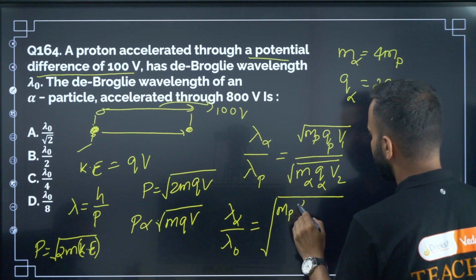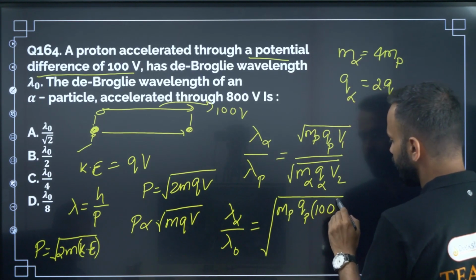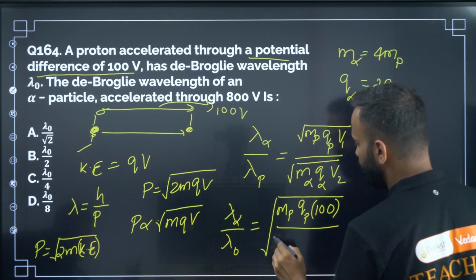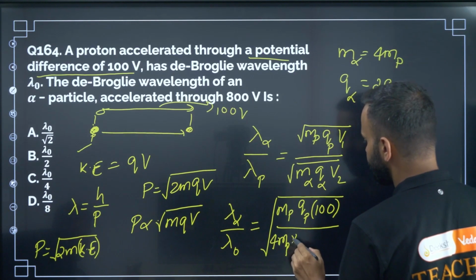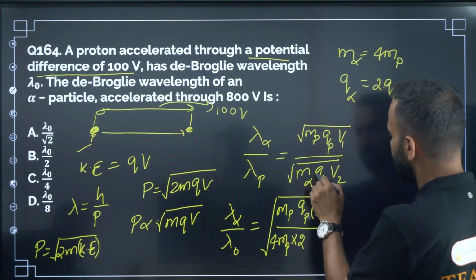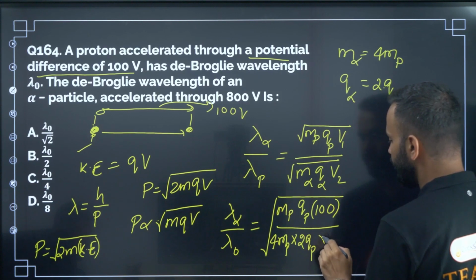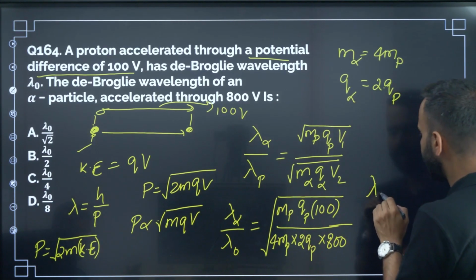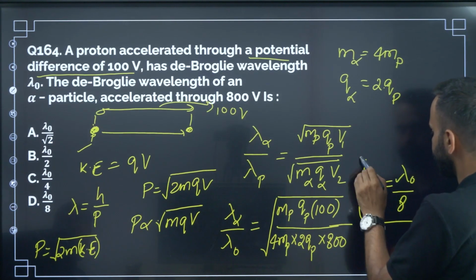mp into qp into 100 divided by m alpha, that is 4 mp, into 2 times qp, into 800. Now solve this, you will get lambda alpha is equal to lambda naught divided by 8.